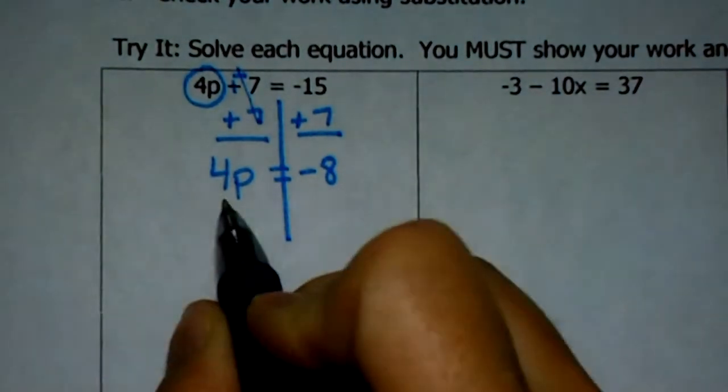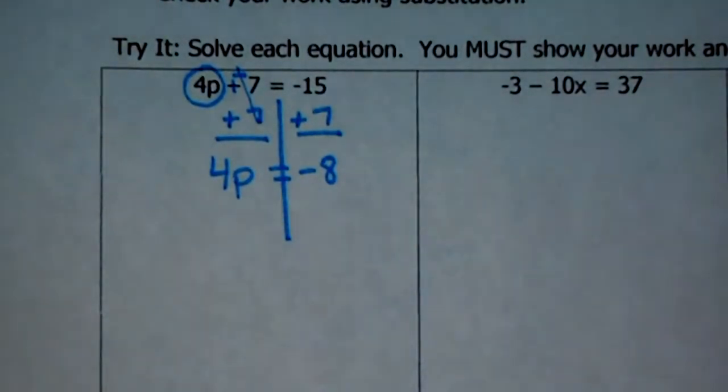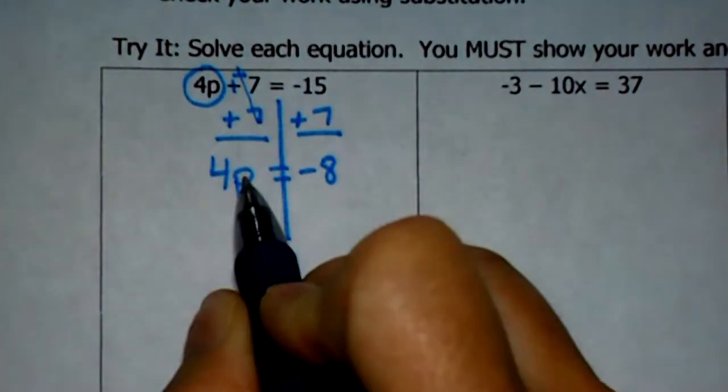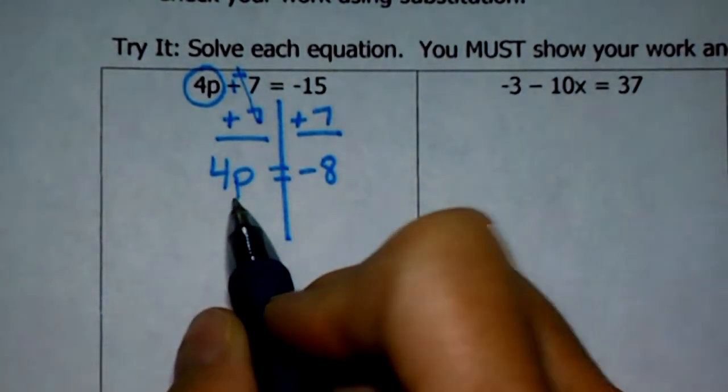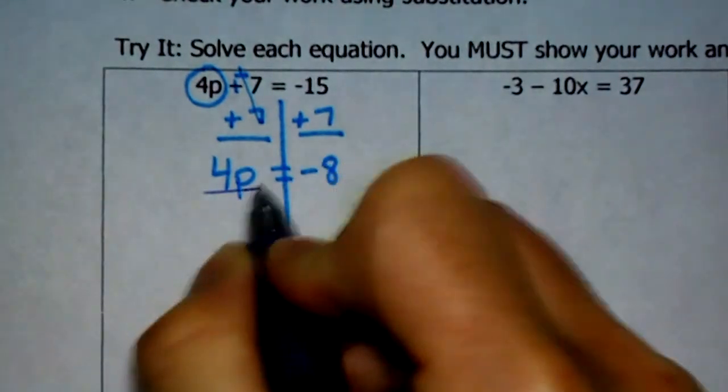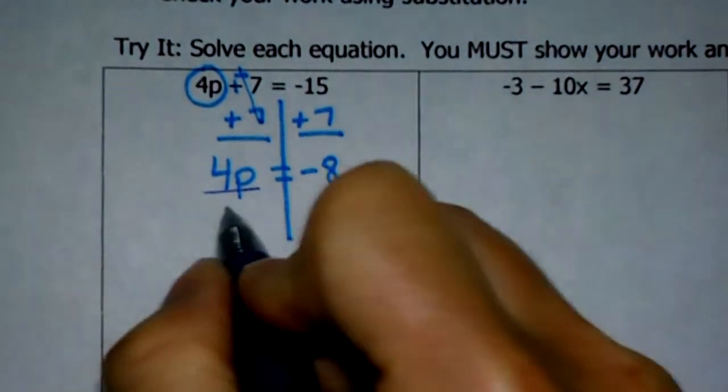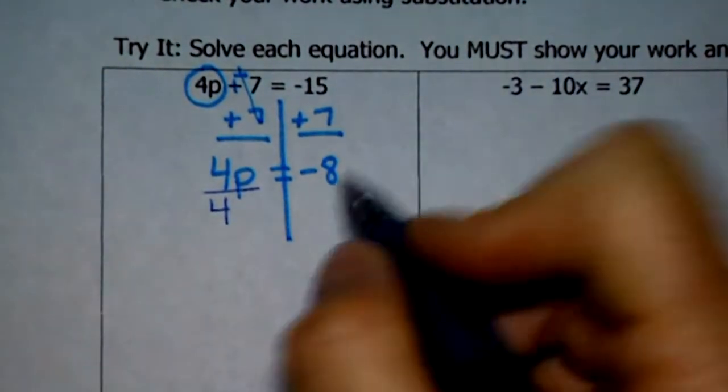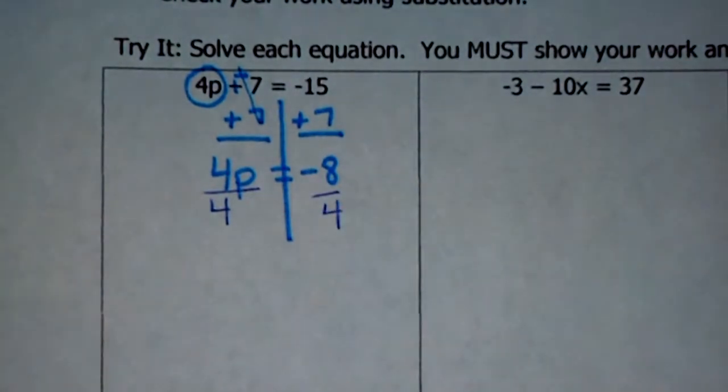What I have left here is just a little multiplication equation. And you learn that to isolate the variable in a multiplication equation, you just need to divide by the coefficient of the variable. So I'm going to divide both sides by 4. Notice we didn't change any signs, right?